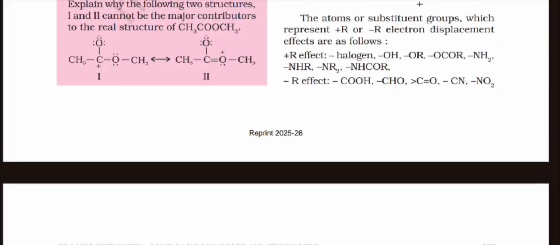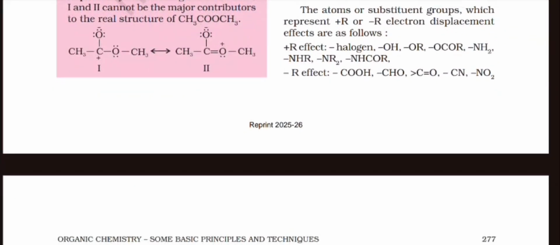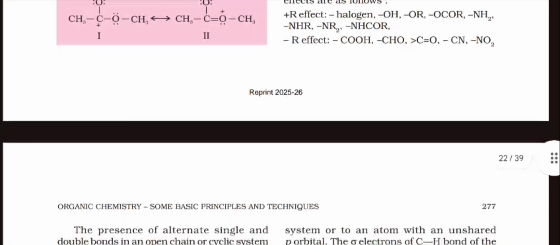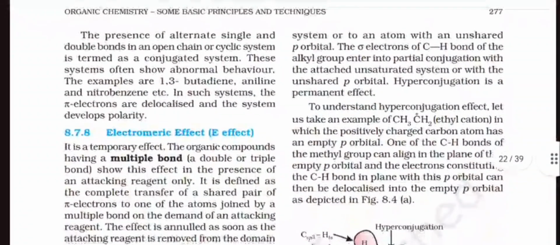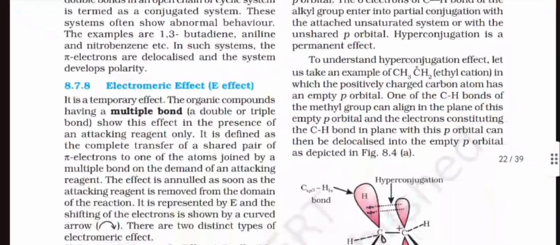The atoms or substituent groups which represent plus R or minus R electron displacement effects are as follows. Plus R effect: halogen, OH, OR, OCOR, NH2, NHR, NR2, NHCOR. Minus R effect: COOH, CHO, C=O, CN, NO2. The presence of alternate single and double bonds in an open chain or cyclic system is termed a conjugated system. These systems often show abnormal behavior. The examples are 1,3-butadiene, aniline and nitrobenzene, etc. In such systems, the pi electrons are delocalized and the system develops polarity.